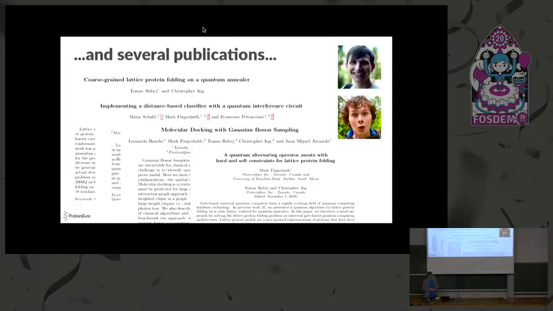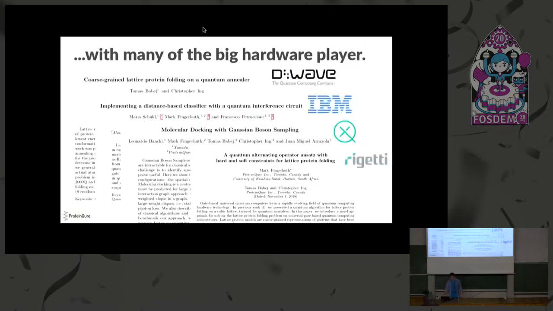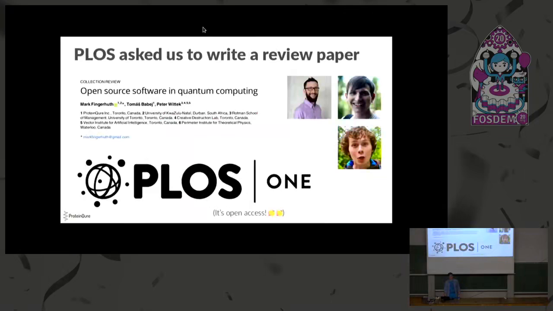Then Tomasz and myself had several publications in the quantum computing space, and we worked with all of the various hardware players: D-Wave, IBM, Xanadu, Rigetti. And at some point, the journal PLOS ONE, which is very focused on open access science, approached us and asked us to write a review paper on the open source landscape in quantum computing. We were pretty excited about this, and we joined forces with Peter and started working on this project.